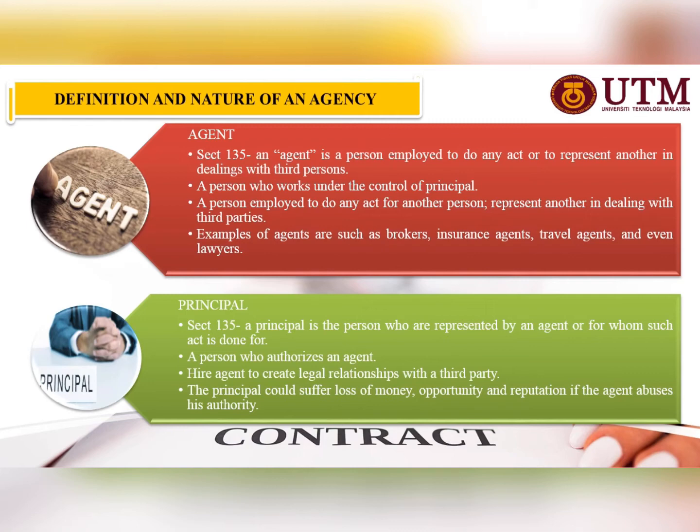As for the principal, according to section 135 also, the principal is the person who is represented by an agent or for whom such act is done. In short, they are described as a person who authorizes an agent. The principal must trust that the agent will work according to the agency agreement and for the benefit of the principal. They are the ones that hire an agent to create legal relationships with a third party. The principal could suffer loss of money, opportunity, and even reputation if the agent abuses his authority.